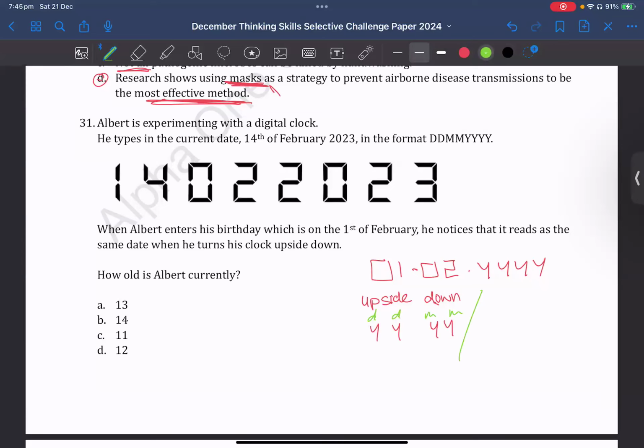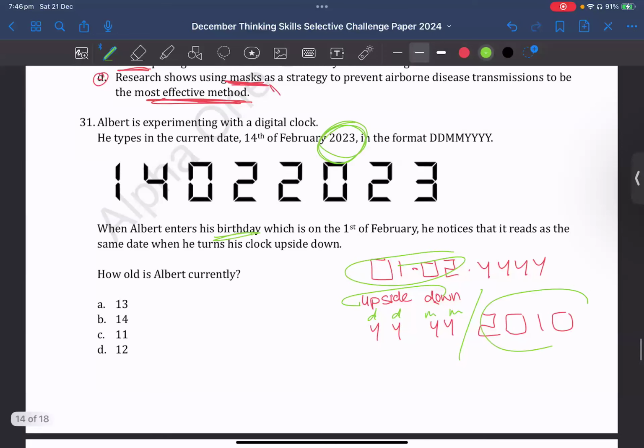Now, what matters is how the 0120 turns out. That becomes 2010. So let's take a look. The current date is 2023. And this is his birthday, 2010. So we're going to do 2023 minus 2010, which gets me 13, which is why the best answer is A.